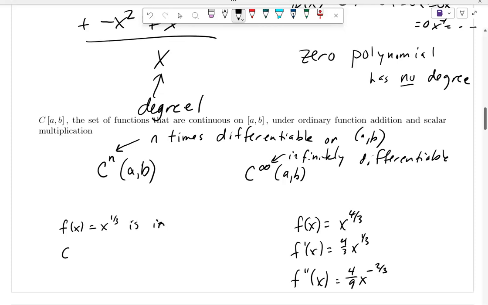So in this case, you would say that f of x equals x to the 4/3 is in C1 of negative infinity to infinity, but not in C2 of negative infinity to infinity. Okay. I can differentiate x to the 4/3 anywhere I want, but I can't do the second derivative at 0. That's what that says. So it's 1 time differentiable, but not 2 times differentiable everywhere. Okay. All right. So those are some common vector spaces.